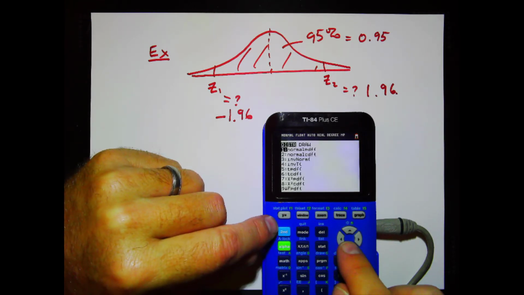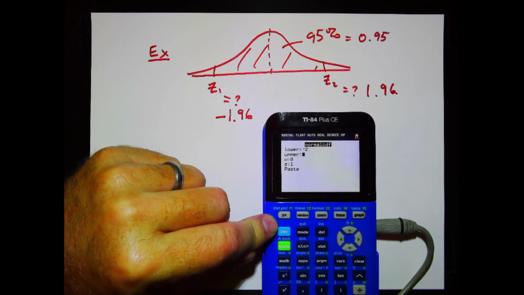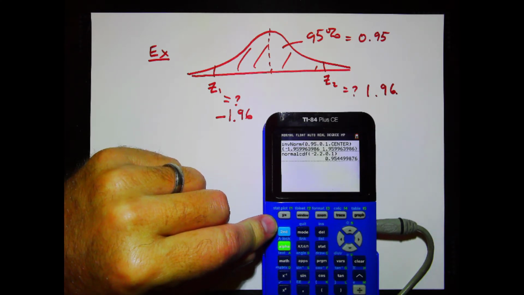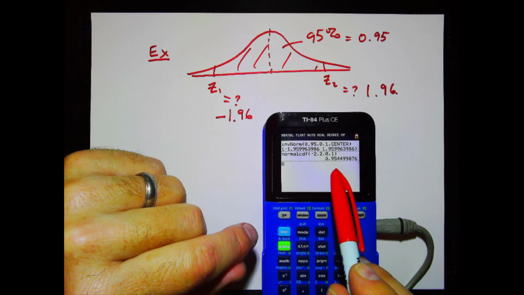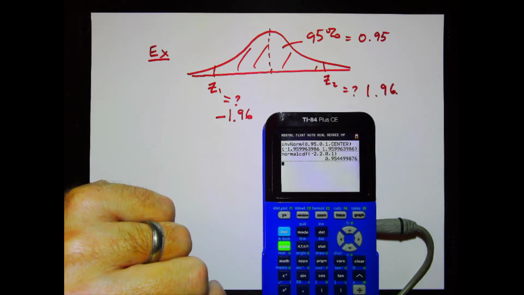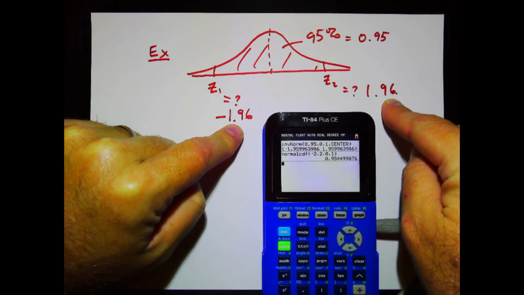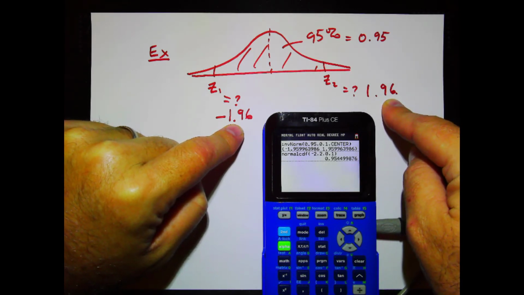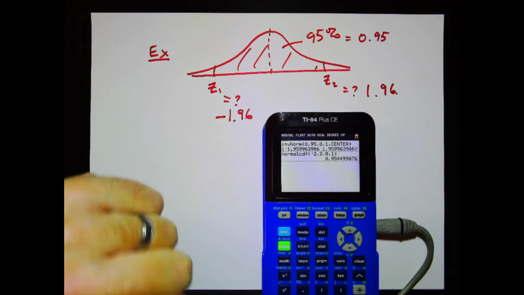The normal CDF can tell you what you get if you go from negative 2 standard deviations to 2 standard deviations on the standard normal curve. It gives you a little bit more than 95%, approximately 95.4%. And so the negative 1.96 and positive 1.96 are going to be important for us to remember in the future. It's not quite 2 standard deviations.